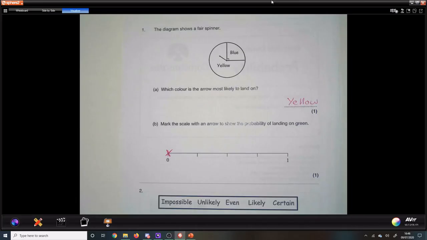Okay, so the answers to the first 2 questions then. The first one is yellow. The yellow is the biggest sector, so it's going to land on the yellow. And the second one, you're going to have marked it at 0 because there is no green at all, so the chance is 0.